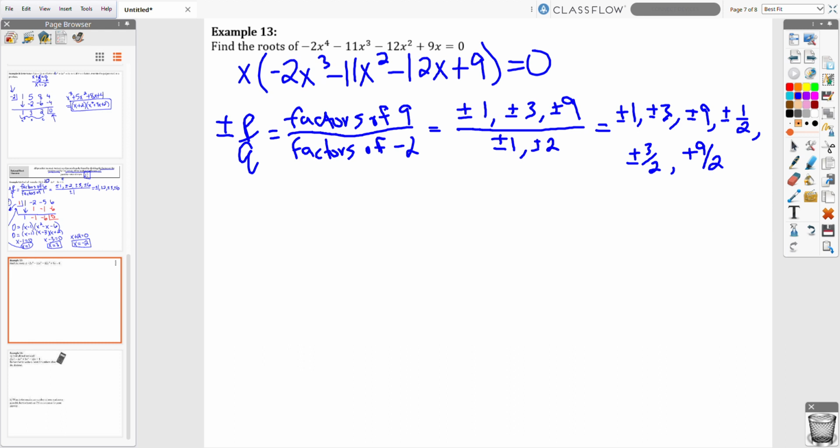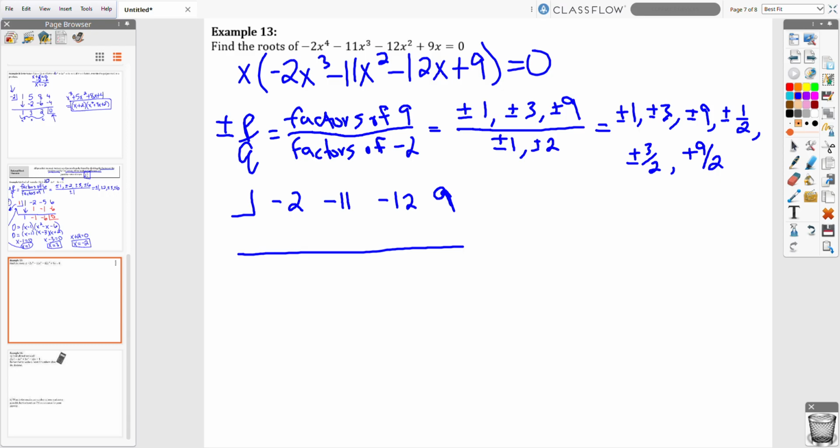So again, in order to determine which one actually works, it has to divide evenly. So remember, when you do your synthetic division, you should have a remainder of 0 in order for that to work. All right, so I'm going to set up my synthetic division. So we have negative 2, negative 11, negative 12, and 9. And then we need to pick a number from our list of possibilities to put in our box to see if we get a remainder of 0 or not.